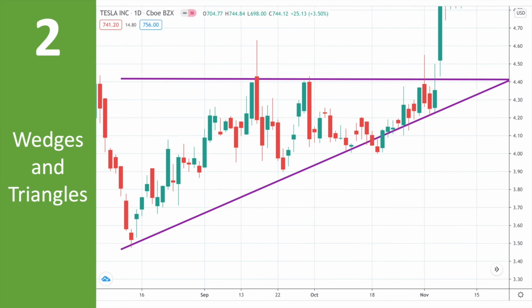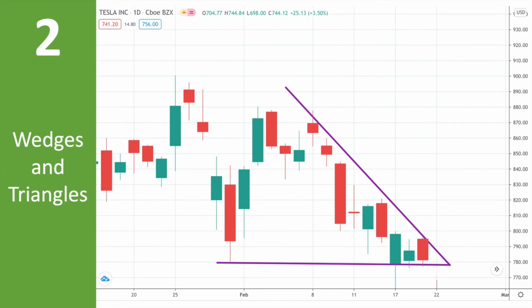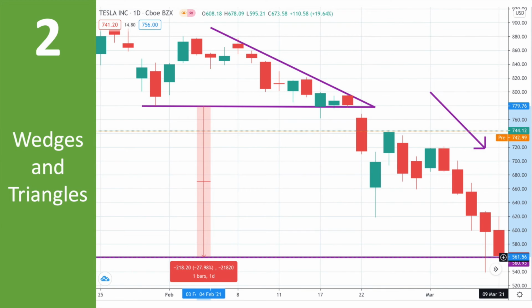An ascending triangle, which indicates a bullish pattern being formed over a 3-month period. And then when that is breached, it leads to a rapid gain in the share price. A more recent descending triangle, and as you'll guess, a price drop swiftly follows once the breakout has happened.